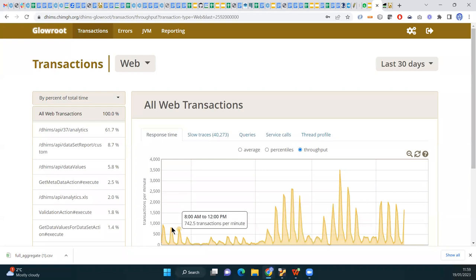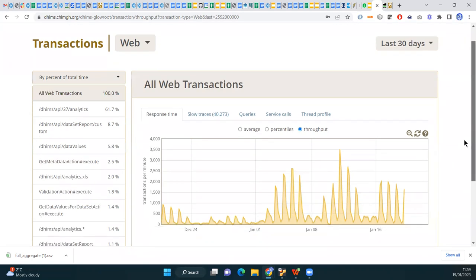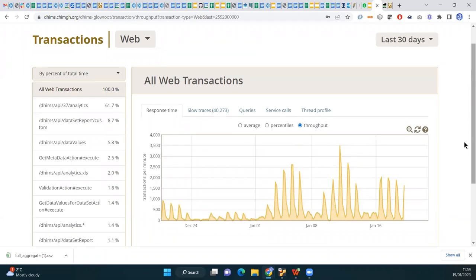You can see that things were a bit quiet and then they got a bit busier, then they got busier still. And this week is starting to get quieter again. And I suppose this is because we've come to the end of the reporting period. General load on here, yeah, that throughput getting up to about 3,500 per minute. It's a busy enough server.